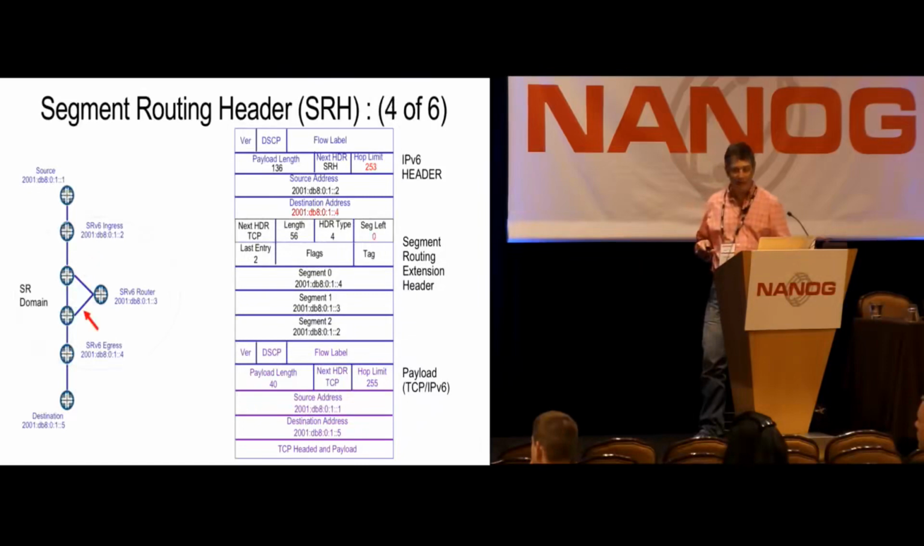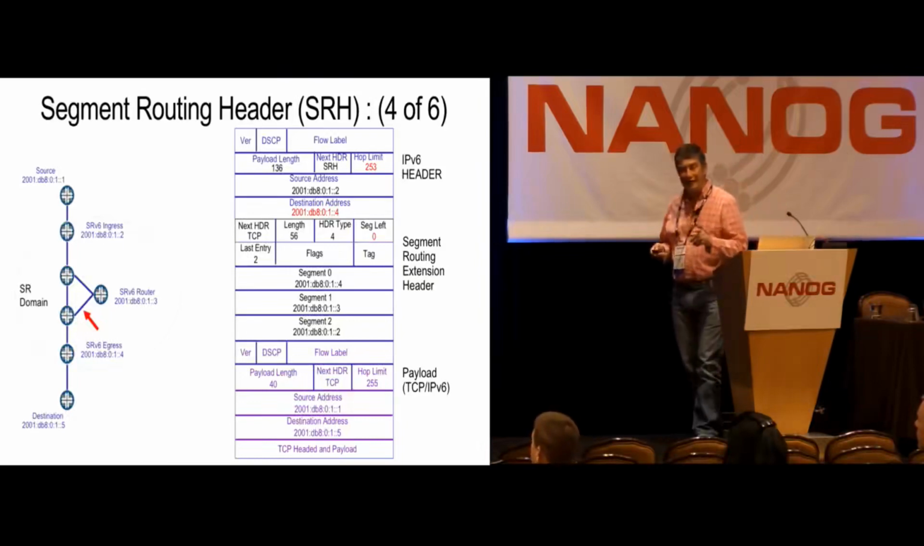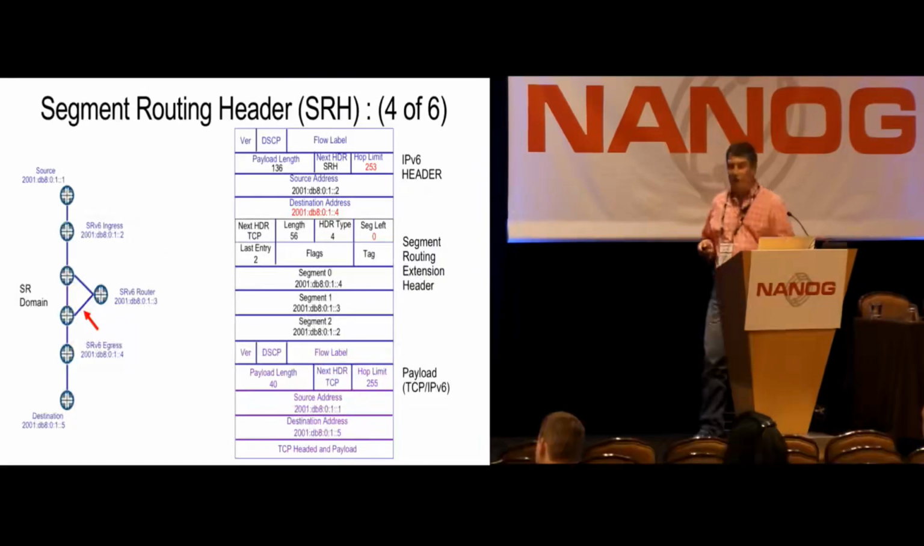4 gets the packet, and he changes things. He says, I'm the endpoint of the first segment in this SR path, so I'm going to change the segments left to 0. Now I'm trying to get to number 4. I'm going to change the destination address, and I'm going to ship it off.